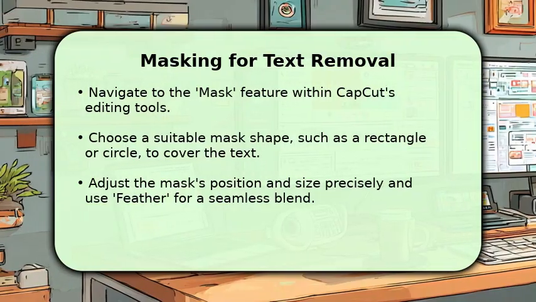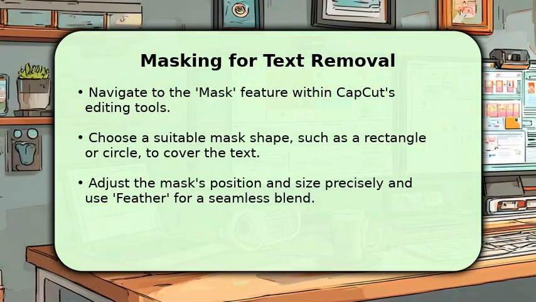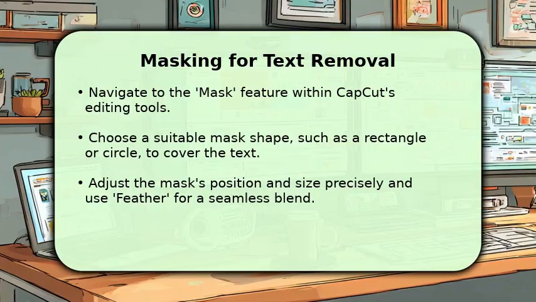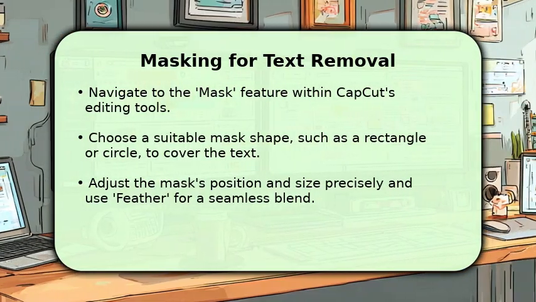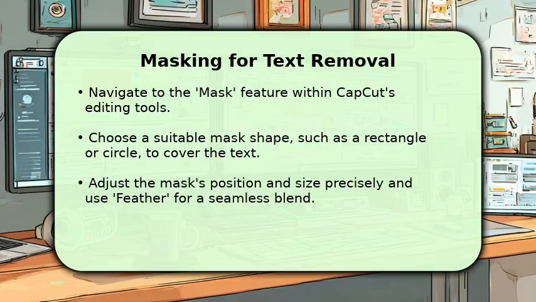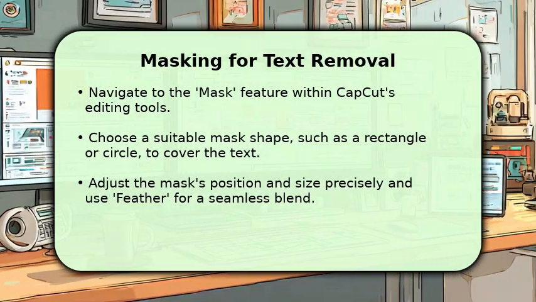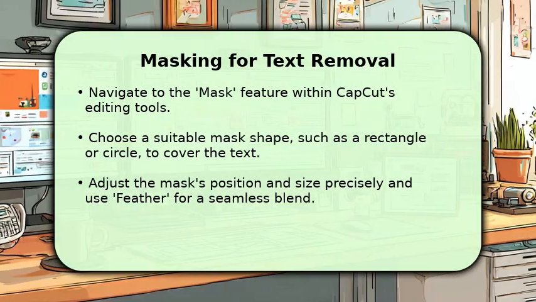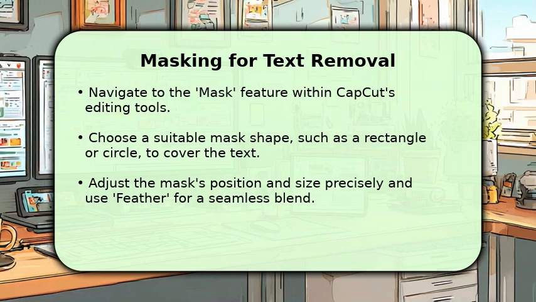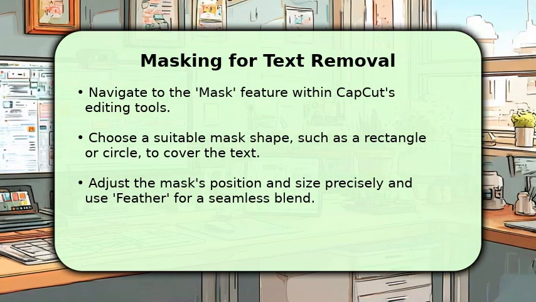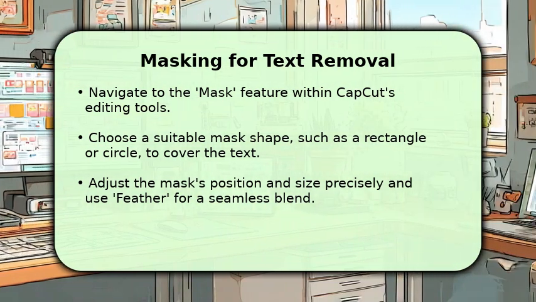Choose a suitable mask shape, such as a rectangle or circle, that best covers the unwanted text. Carefully adjust the mask's position and size to precisely enclose the text. You can also use the feather option to soften the mask's edges, creating a more natural and seamless blend with the surrounding video. Aim for a feathering value between 5 and 15 for optimal results, ensuring the removal looks professional.